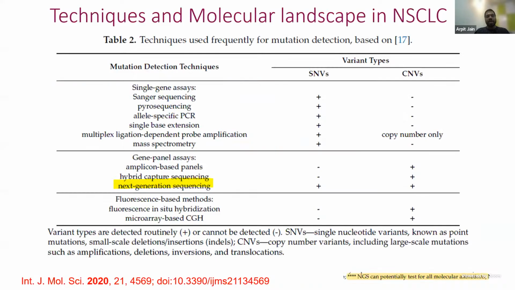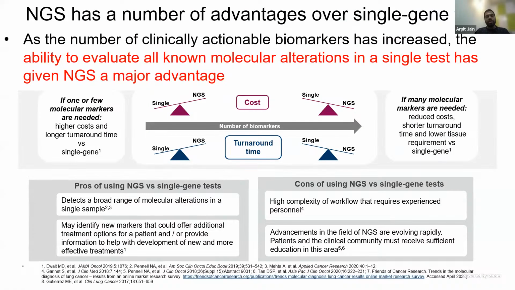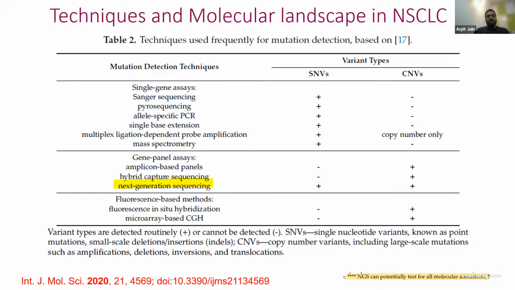Next. So it depends on what genomic profile we usually want to assess in a particular patient. Next. So these are the various techniques which can be used to assess the genomic profile of NSCLC patients. Then again, NGS has an advantage over the other methods also. Next.